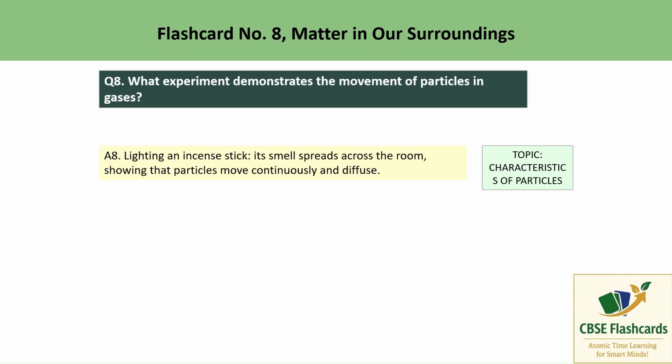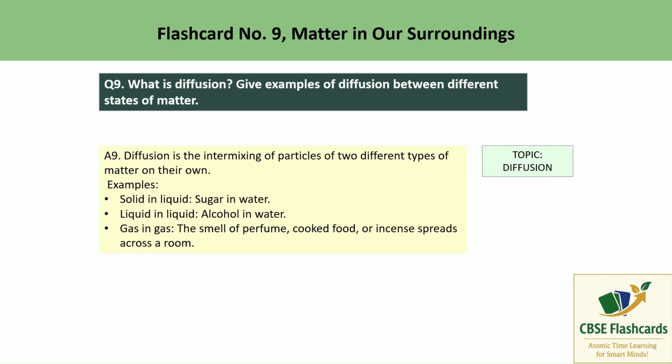This movement has a name. What is diffusion? Give examples of diffusion between different states of matter. Diffusion is the intermixing of particles of two different types of matter on their own. Examples: solid in liquid, sugar in water; liquid in liquid, alcohol in water; gas in gas, the smell of perfume, cooked food. What affects diffusion speed?